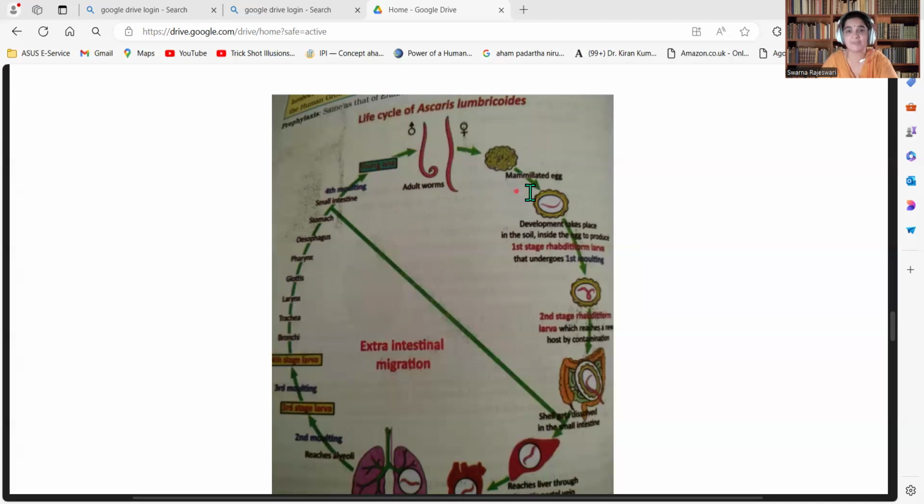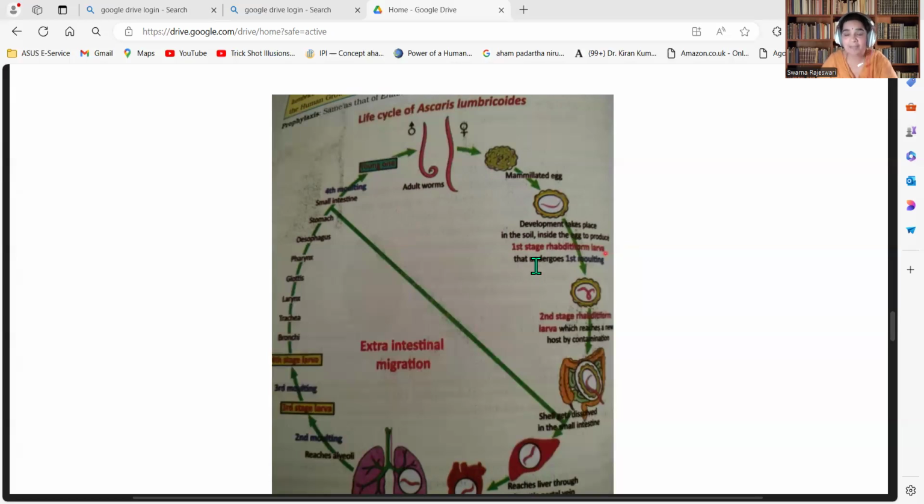So these mamillated eggs will be coming out of the small intestine of the man through excretion, in the fecal matter of the infected man, and in the soil the development takes place. And from the eggs, the first form of the larva, which is called Rhabditi form larva, is formed. This is happening in the soil.